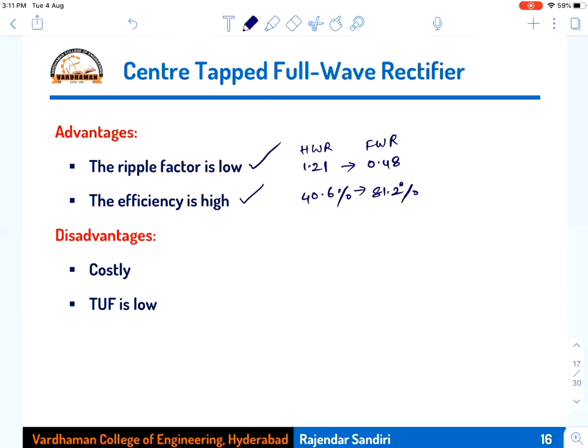Next, coming to the disadvantages, it is costly because it is using the bulky center tap transformer. Center tap transformer is bulky. Therefore, it is costly. Because of this transformer only, the cost of the circuit will be increasing. Now, transformer utilization factor is somewhat low only, though it is improved compared with half wave rectifier, but still we can feel that it is low because it should be more close to 1.